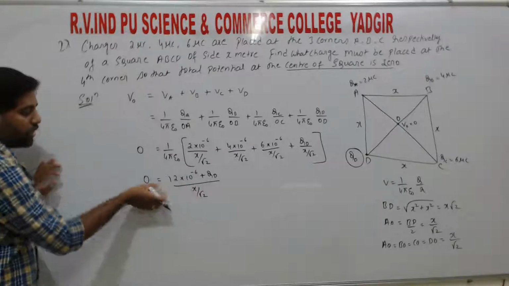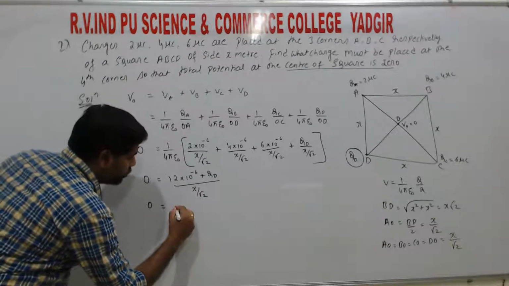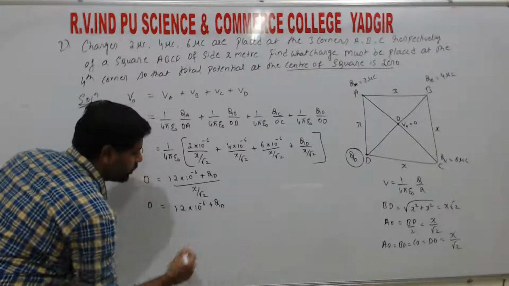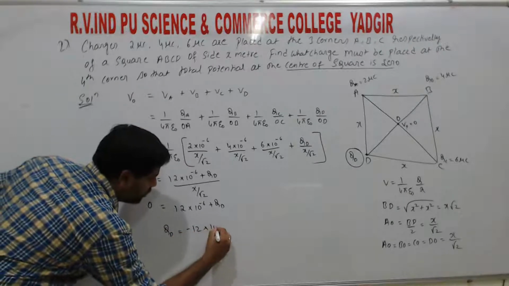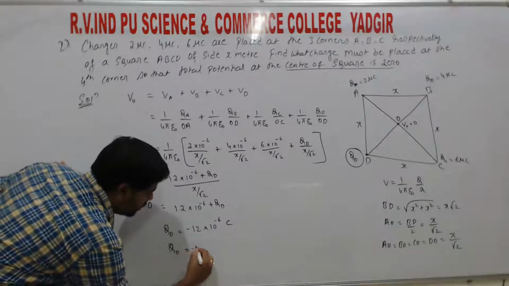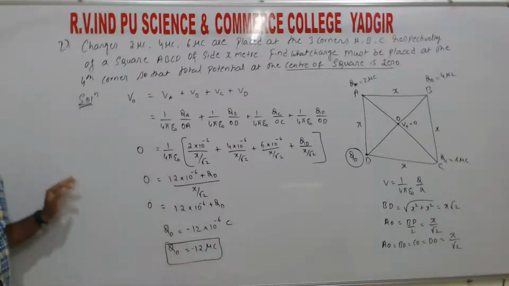So again this denominator shifts to the LHS, it becomes 0, that is equal to 12 into 10 to the power of minus 6 plus QD, right? So QD is equal to minus 12 into 10 to the power of minus 6 coulomb. This one is minus 12 micro coulomb, right?